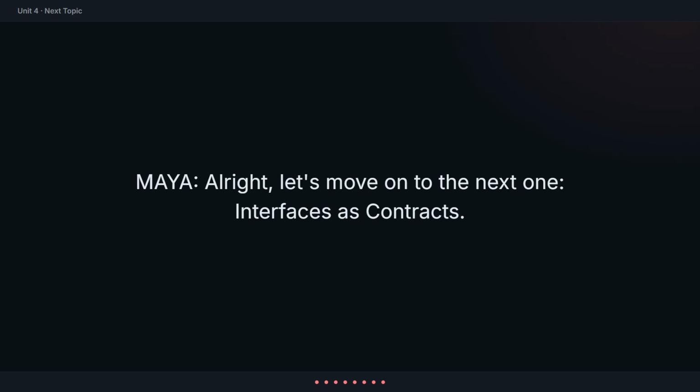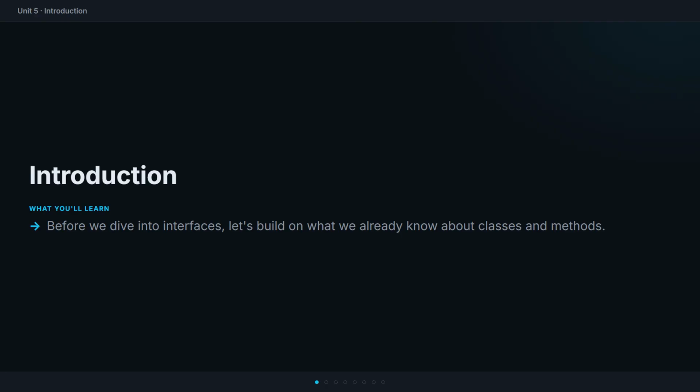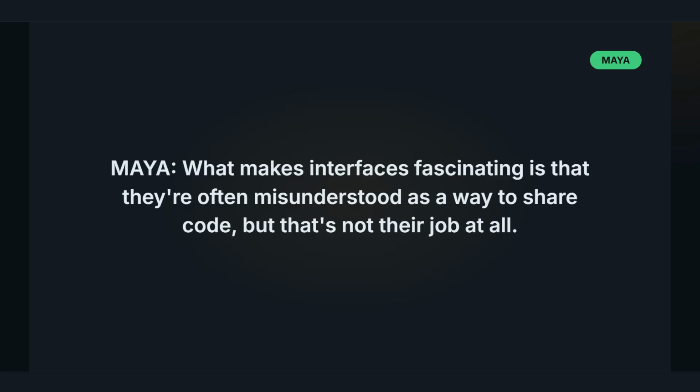Alright, let's move on to the next one, interfaces as contracts. Before we dive into interfaces, let's build on what we already know about classes and methods. Classes define what objects can do, and methods are the actions they perform. Now we're adding a new layer, interfaces, that helps us define contracts for behavior across different classes. What makes interfaces fascinating is that they're often misunderstood as a way to share code, but that's not their job at all. People get confused thinking interfaces are like abstract classes, but here's the key insight.